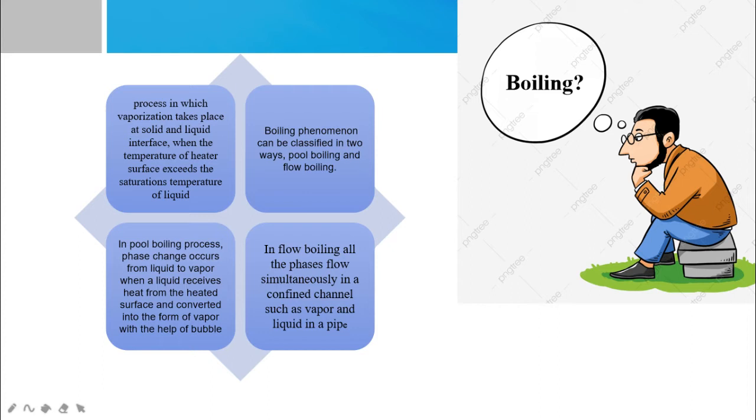In flow boiling, all the phases flow simultaneously in a confined channel, such as vapor and liquid in a pipe. Flow boiling occurs when convective heat transfer is introduced by the help of a pump, and it has flexibility of orientation. Flow boiling is an effective heat transfer mechanism.